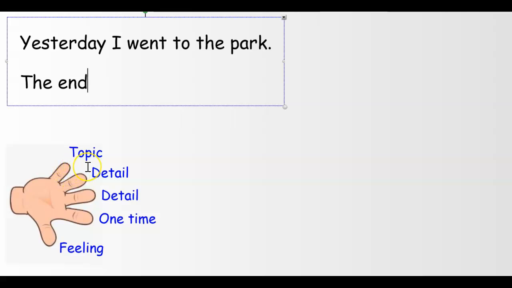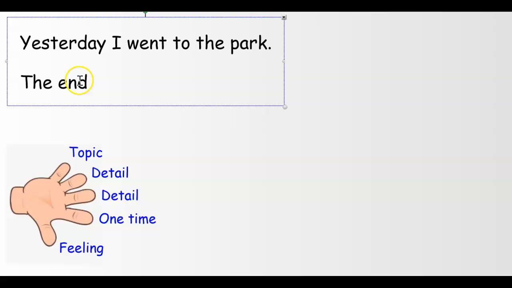We start with a topic. Well, that's easy. I have my topic already. My topic is I went to the park. Then I need to add a detail, another detail, and one time. One time is always my favorite because that's what happened. One time at the park, what happened? And then a feeling. So how did that make me feel?